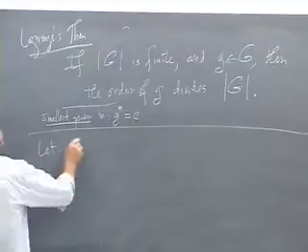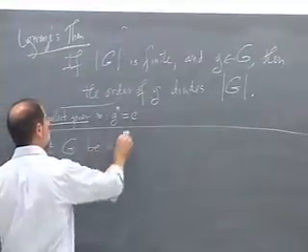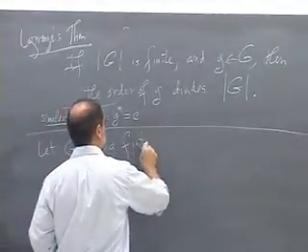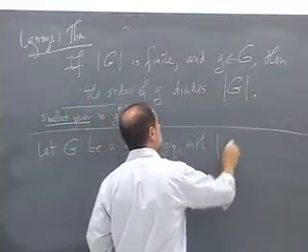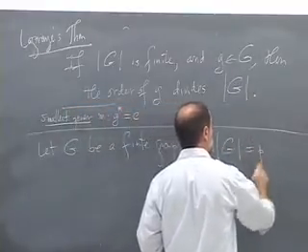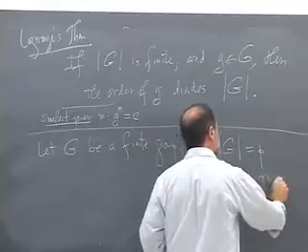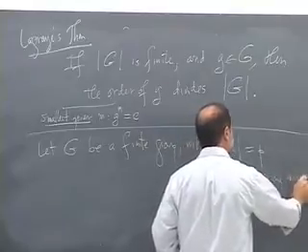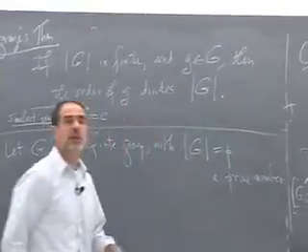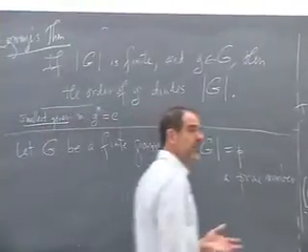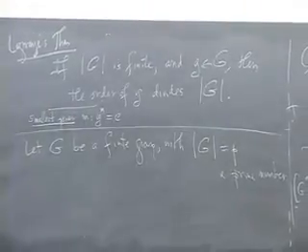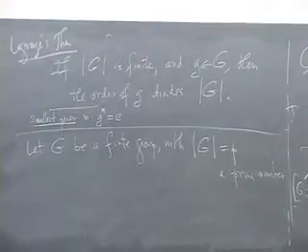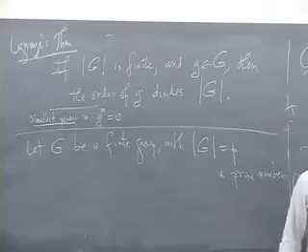Let G be a finite group with the order of G equal to p, a prime number. So this is the beginning of the interaction of group theory with number theory. The fact of the orders of groups being certain numbers is going to give us all kinds of information about the group structure itself.